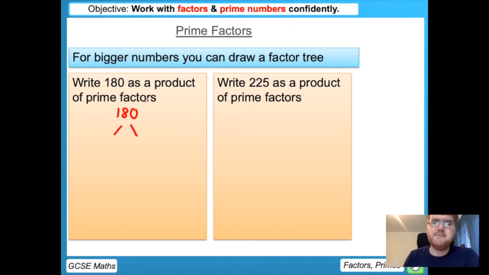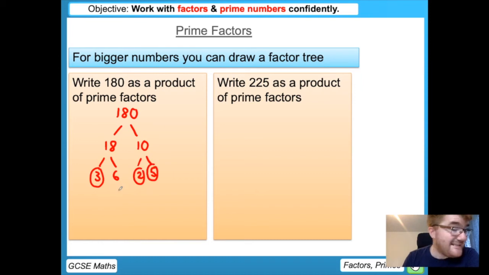Lots of people do this by doing 2 times 90 and keep dividing by 2. What I would recommend to do here is try and find numbers that are fairly close. For example, 18 times 10, because it ends in a 0. From there, we can then break it down into 3 times 6, or 2 times 9. 10 is equal to 2 times 5. Notice we circle the primes now, so 3 is prime, 2 is prime, 5 is prime. 6 is not prime because it's equal to 2 times 3.